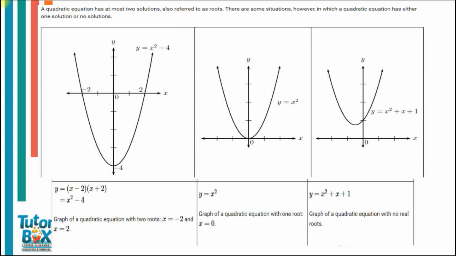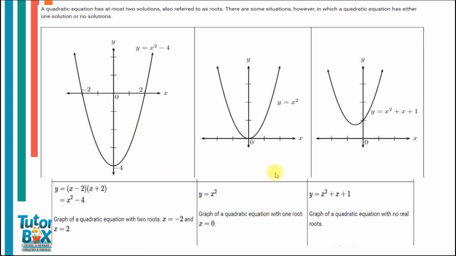I just put this so you guys can sort of visualize what I mean by at most 2 solutions. Let's start with this one here, y is equal to x squared minus 4. You see that the graph here is cutting the x-axis, this is our x-axis, that's our y-axis. It's cutting here at minus 2 and here at 2, and the y-intercept is minus 4. So that means the roots are at minus 2 and 2. So x is 2 and x is minus 2 are roots of this quadratic equation.